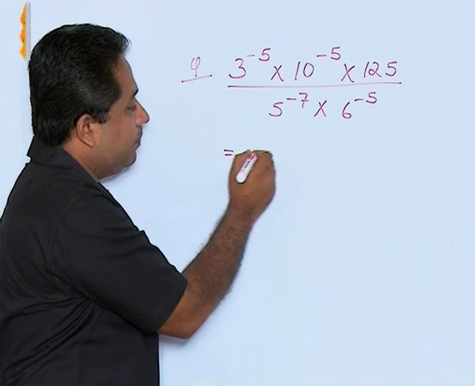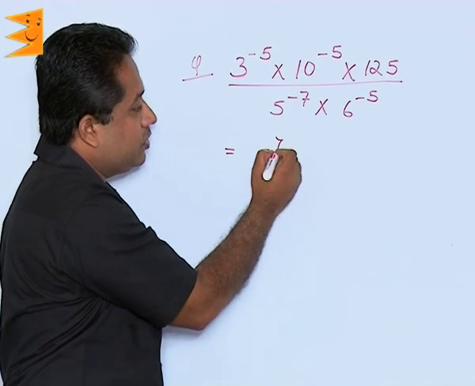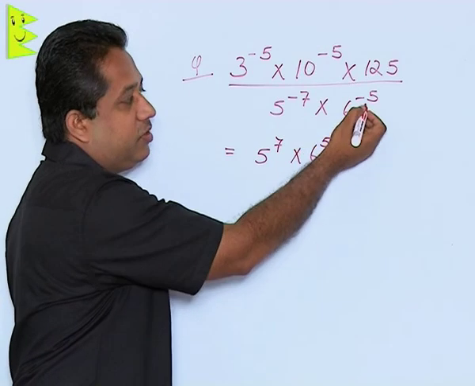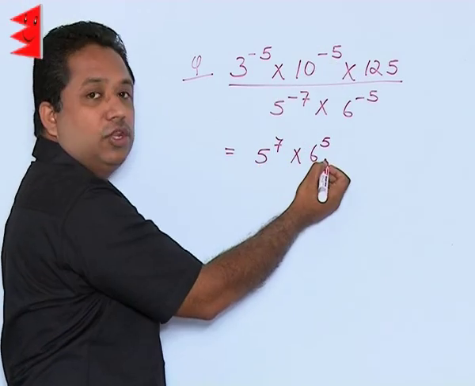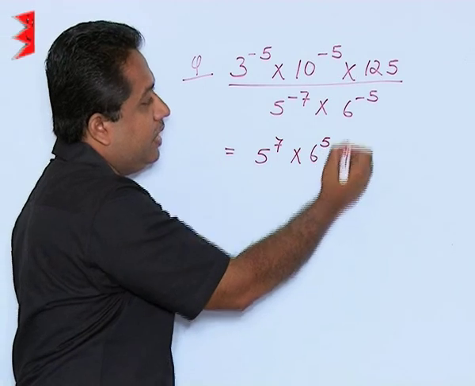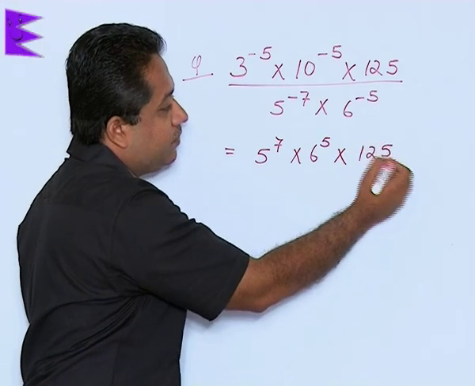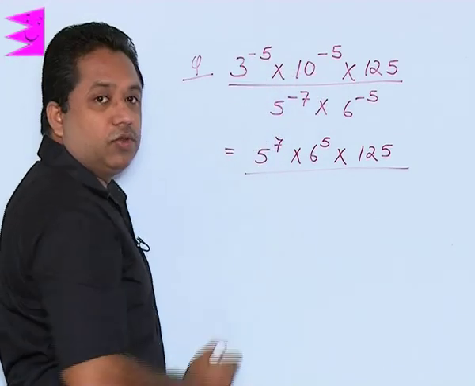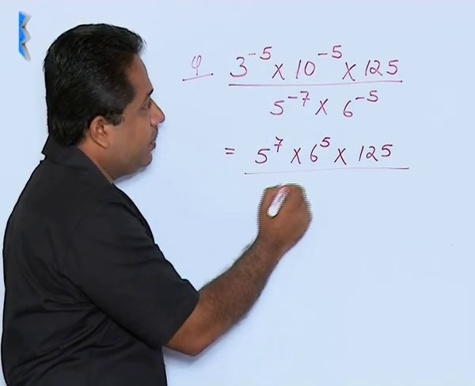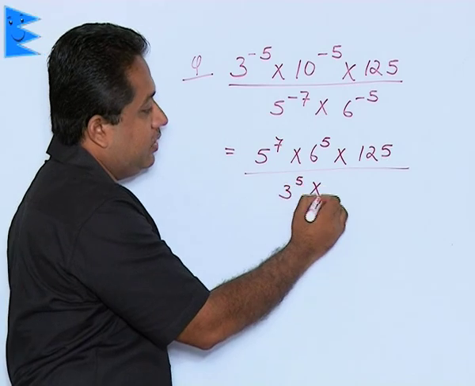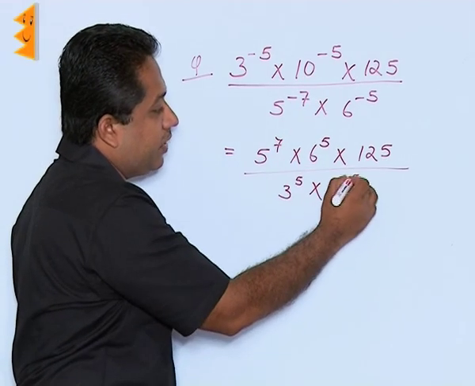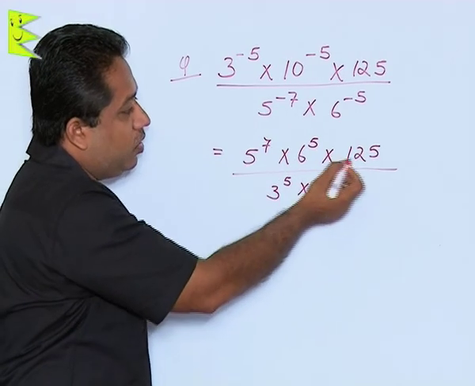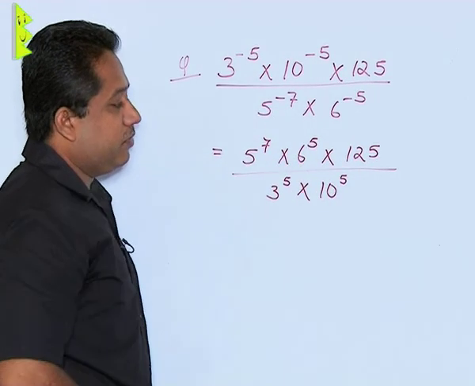So in the first step, I will write it as 5 to the power positive 7, I am bringing it up, into 6 to the power positive 5, it was negative 5 here, I am bringing it in the numerator so it becomes positive, into 125 as it is, upon these negative powers I am going to bring to the denominator, so this will become 3 to the power 5 into 10 to the power 5. Now what are we observing here? We are observing that all the powers have become positive.